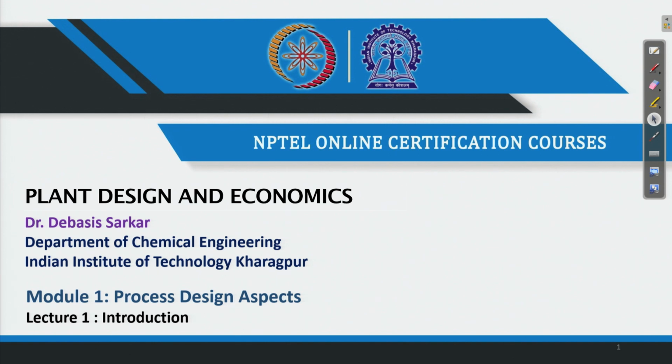Plant Design and Economics is a core course for undergraduate chemical engineering students. This course is also useful for students from allied disciplines such as chemical technology, environmental engineering, biotechnology, etc. Students who are writing GATE will also benefit from the course. Practicing engineers will also benefit.